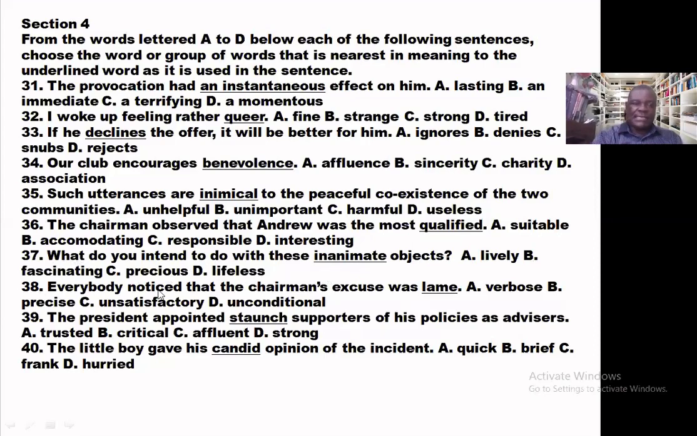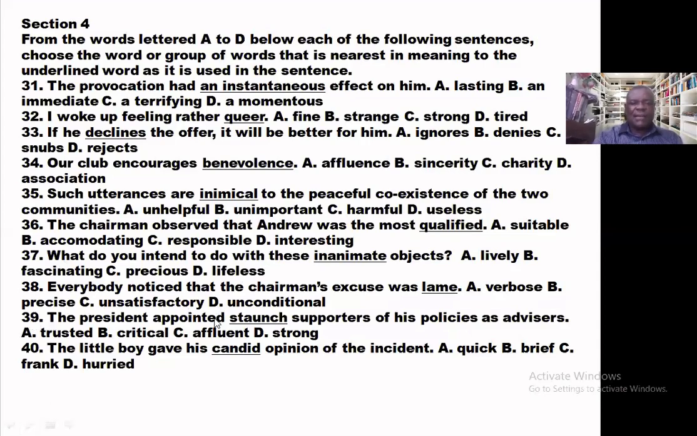Now, 38, everybody noticed that the chairman's excuse was lame. That means it's unacceptable, it's not proper. A, verbose, no. B, precise, no. C, unsatisfactory. That's quite correct. A lame excuse is an unacceptable, unsatisfactory excuse.